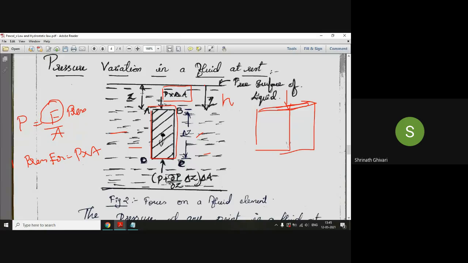There is a pressure acting in the downward direction on this surface, and there is also pressure acting in the upward direction from below. This is also applying some pressure from below, and there is pressure applied from the top. Can anyone tell me what is the pressure acting on the faces AC, AD and BC? What is the pressure acting on this face? Any one of you?